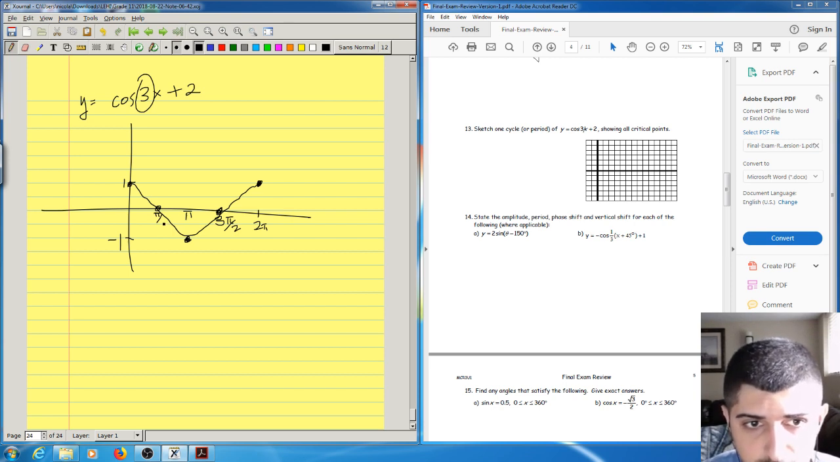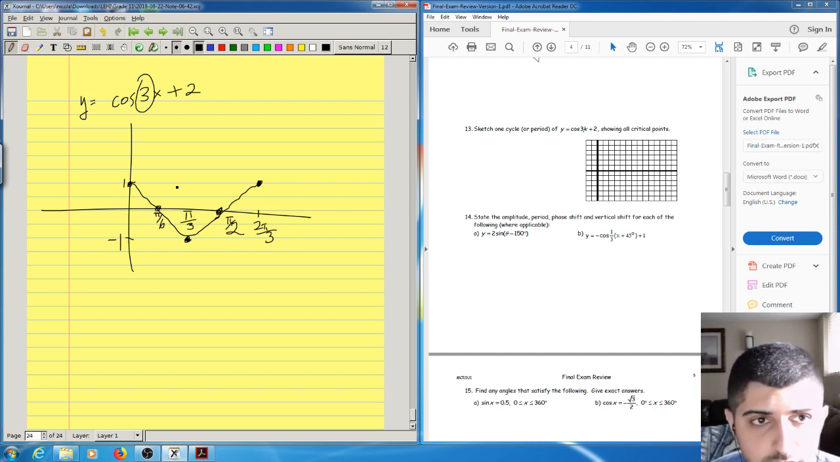So instead of pi over 2, it'll be pi over 6. I'm just dividing everything by 3. Instead of pi, it'll be pi over 3. Instead of 3 pi over 2, it'll be 3 pi over 6, which is just pi over 2. And instead of 2 pi, it's 2 pi over 3, and that's still a full cycle. It's just the period's different.